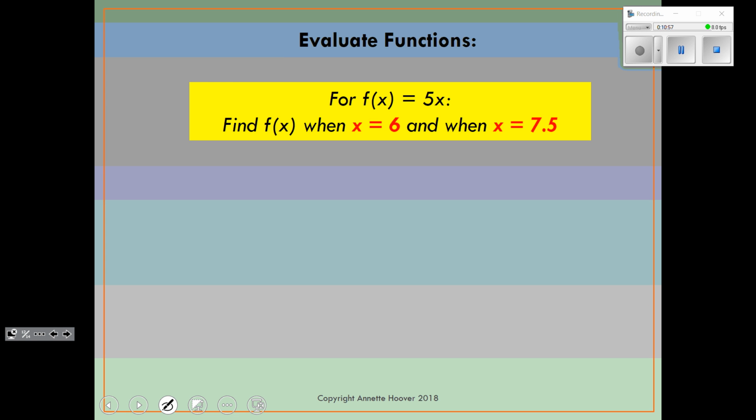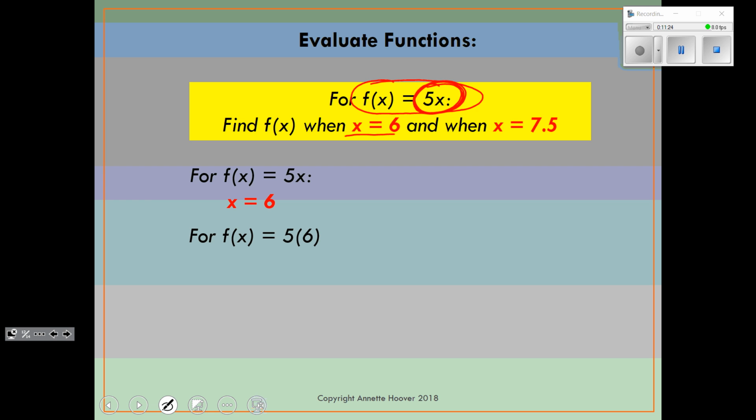The last part of this lesson, we are just going to be plugging in numbers to an equation written in function notation. So here's an equation. F of x equals 5x. So we're just working here on the right side. And it's going to tell you what to plug into the equation and to solve it. So we're going to plug in a 6 to x in that equation. When we do that, f of x equals 5 times 6. And of course, 5 times 6 is 30. So f of x just equals 30.